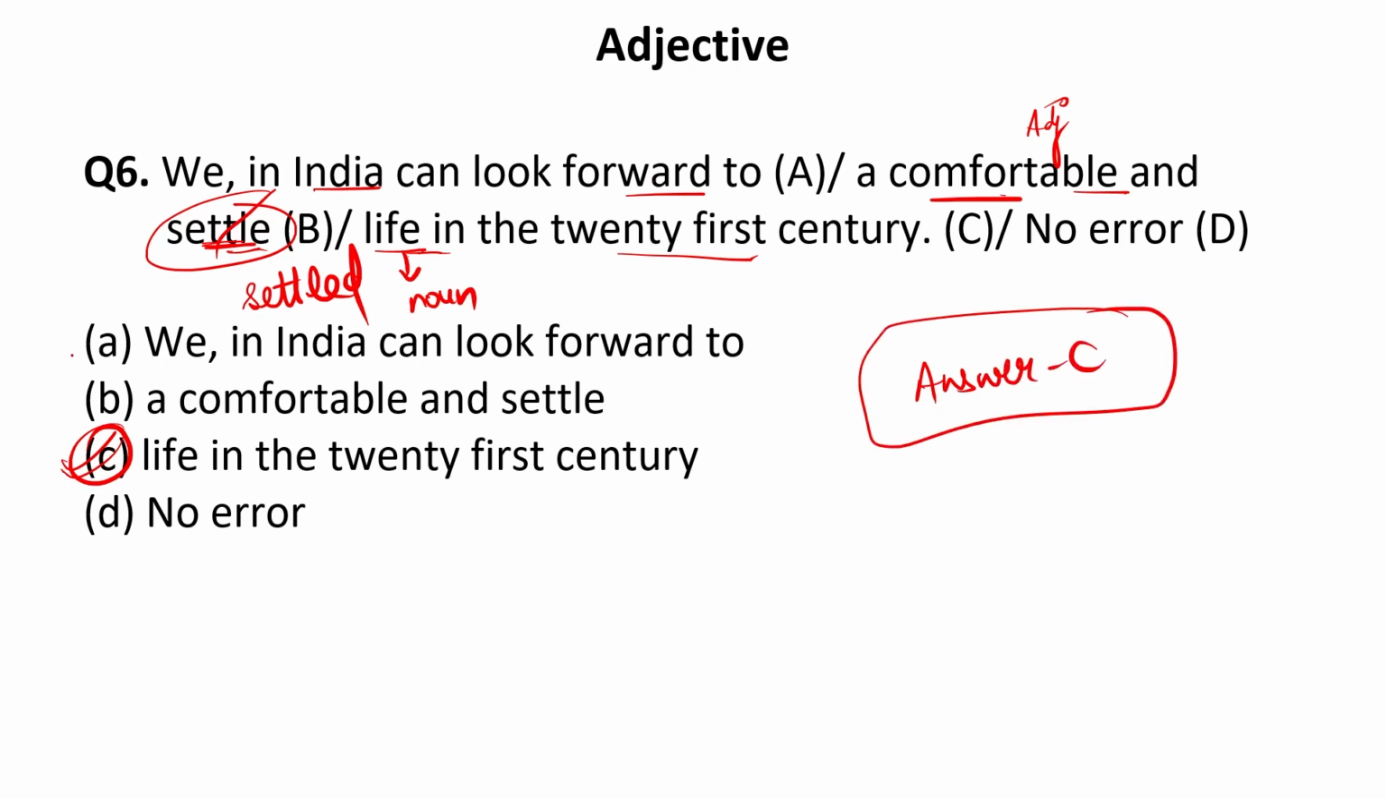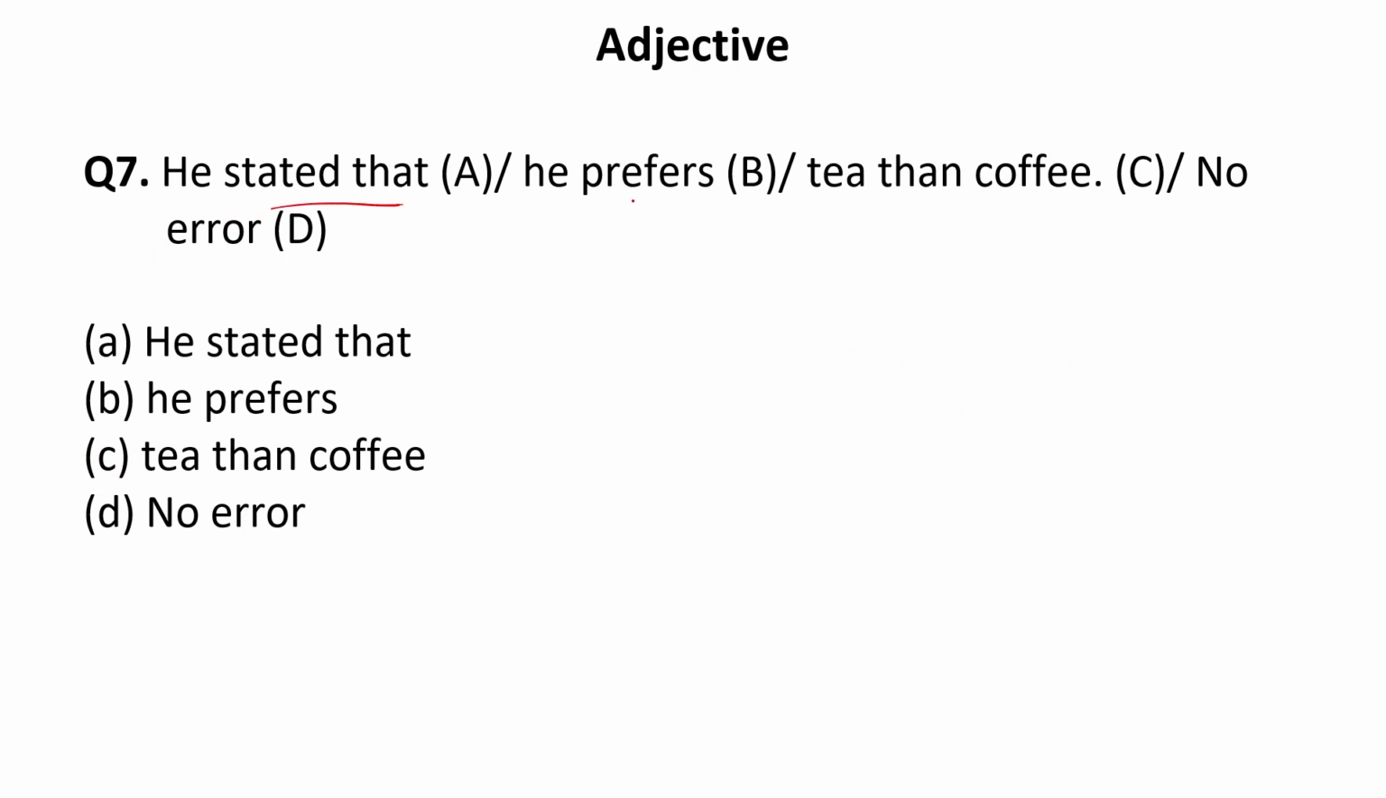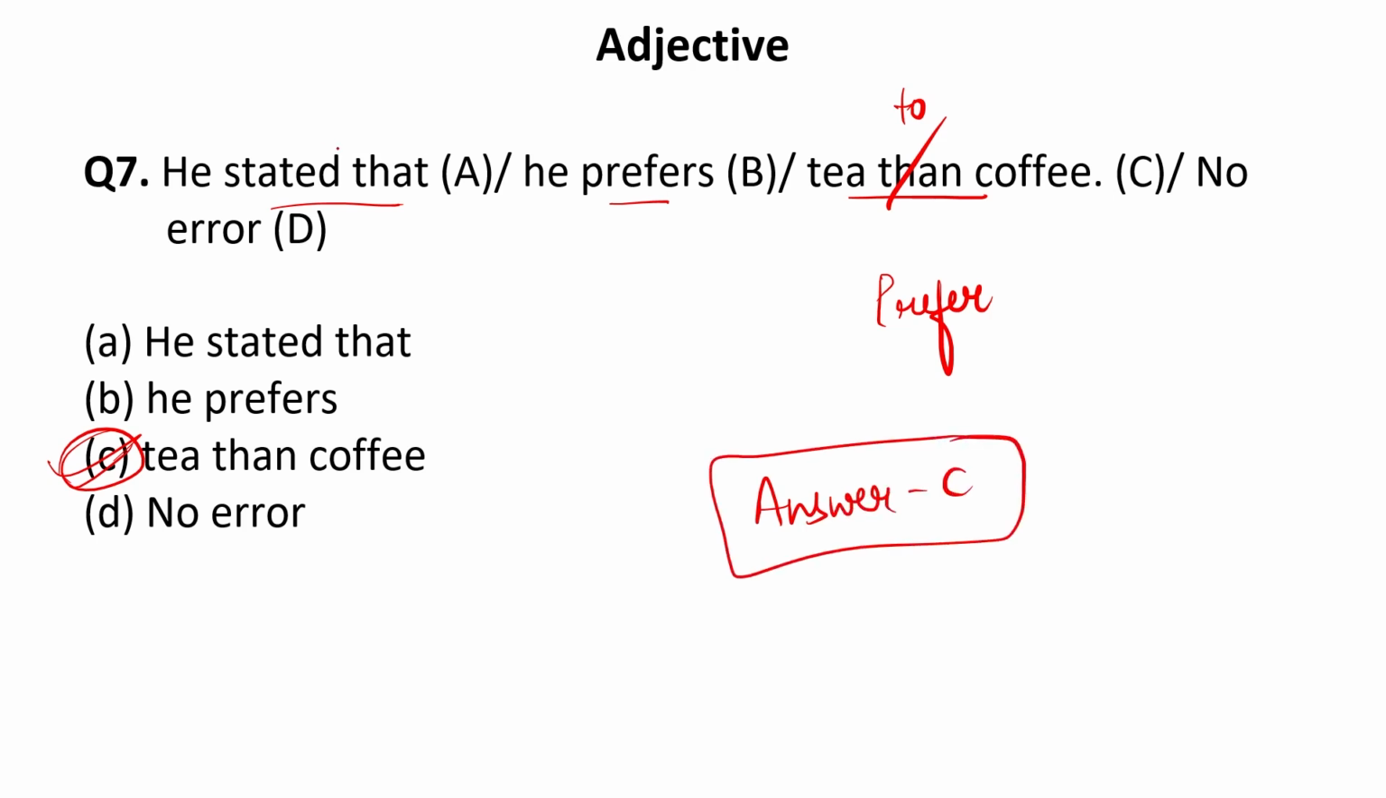Now let us move to the next one. He stated that he prefers tea than coffee. Same thing. After prefer, we write to, not than. So this than should be replaced with to. So the error is in part C. So our answer is C. The correct sentence will be, he stated that he prefers tea to coffee.